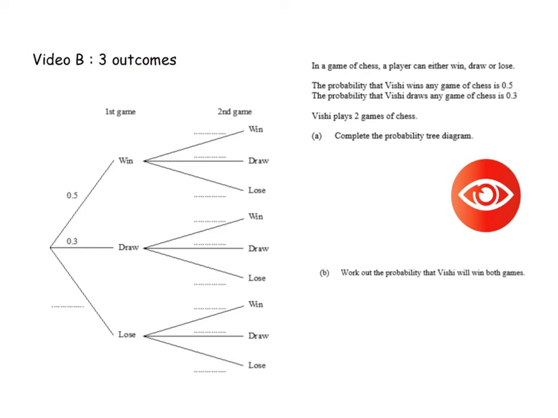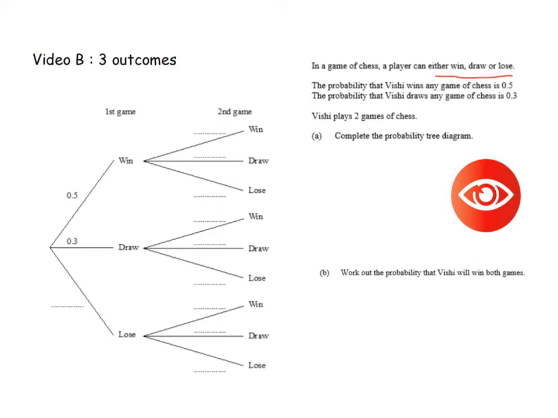So we're looking at events that have 3 outcomes, which means the diagram is just going to be bigger. The same principles are all still the same, but you're just going to have more diagram to construct to start with. So you've got a win, lose or draw situation going on.